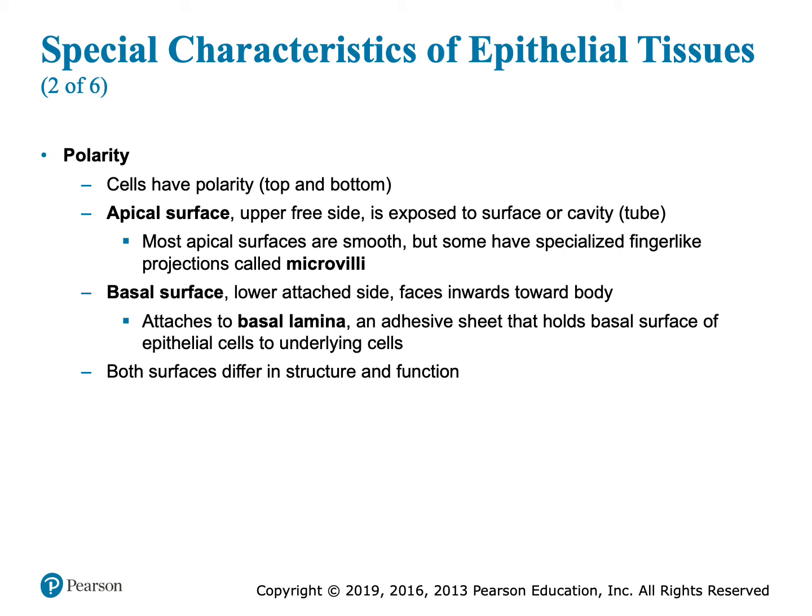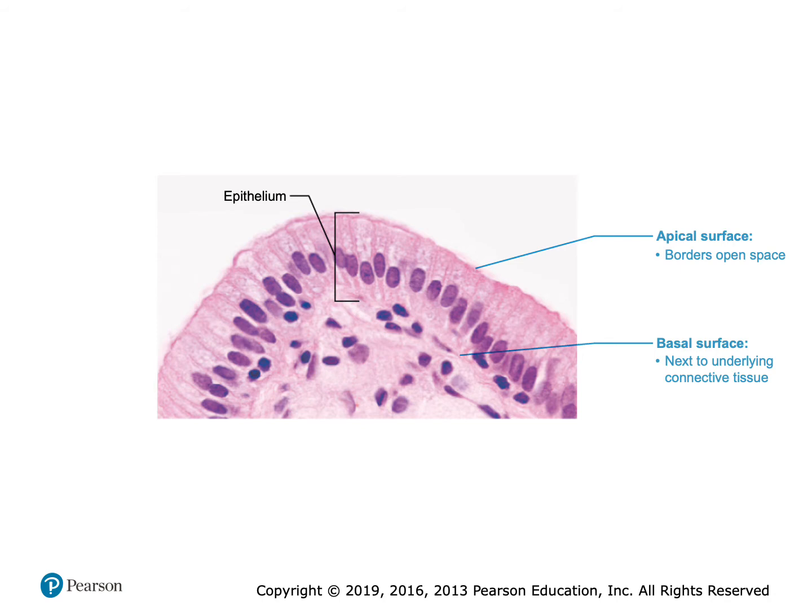You can take an epithelial cell and you can tell which is the top and which is the bottom because they look different. They have different structures, they have different functions. This right here, you're going to see this in lab. This is simple columnar epithelium. In lab, we'll talk about how simple means a single layer. Stratified means multiple layers.